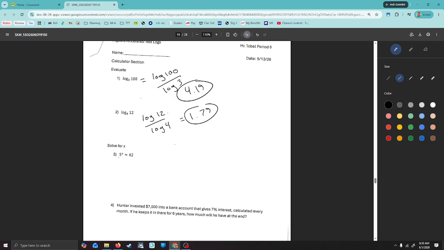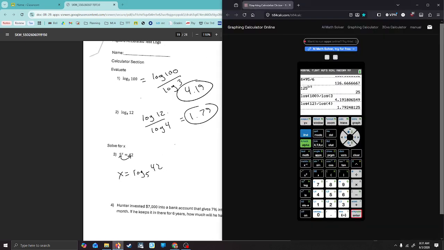Over here, I need to get x by itself. So when I move over, it's going to be x equals log base 5 of 42. When you move over the base of an exponent, it becomes the base of a log. So x equals log base 5 of 42. Again, slap that into your calculator properly. So log 42 divided by log 5. 2.32.